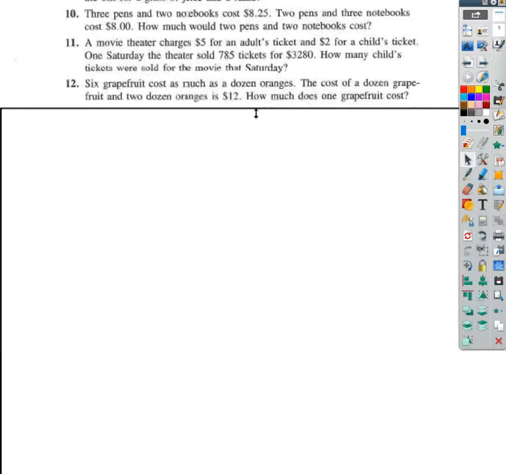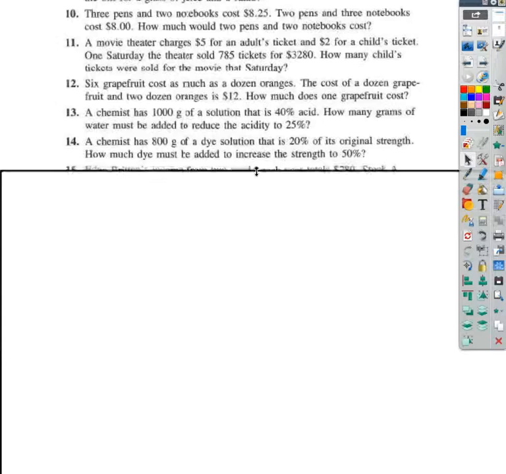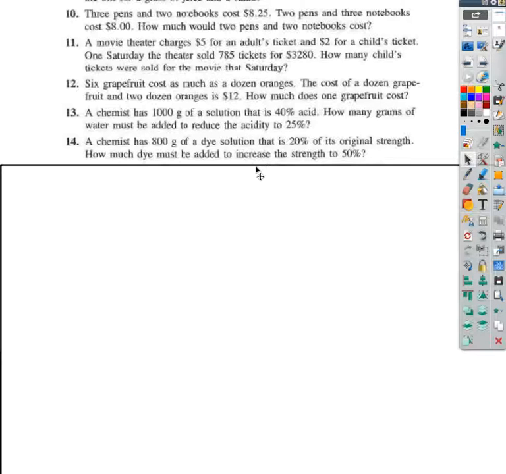Hopefully we can get one that is a little more, the mad scientist, the chemist. A chemist has, I know, crazy, right? Crazy. All right. A chemist has 800 grams of a dye solution that is 20% of its original strength. Well, so if the solution is 20% of its original strength, what part of the solution is dye?